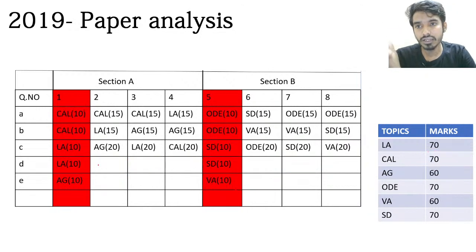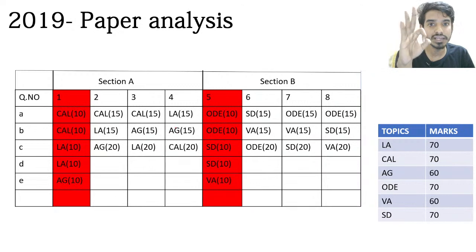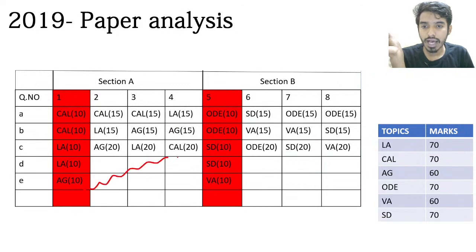And you can see the 2019 paper analysis. Again, as I said earlier, the first 4 questions are from the 3 topics which I have said: linear algebra, calculus, and analytical geometry. So again, as I said earlier, A, B, C, D, E. We have 5 questions, each carries 10 marks in the compulsory question, and again you can see 5 questions, each carries 10 marks in the compulsory question, right?